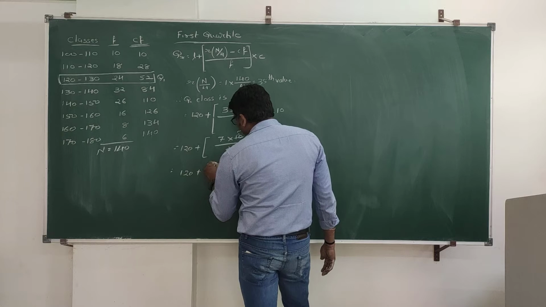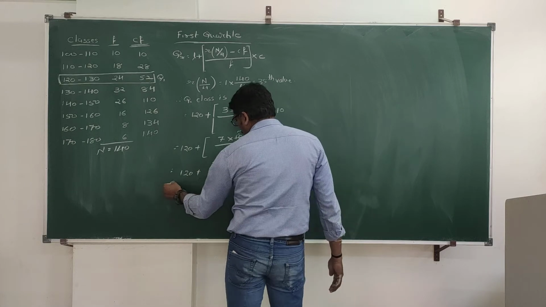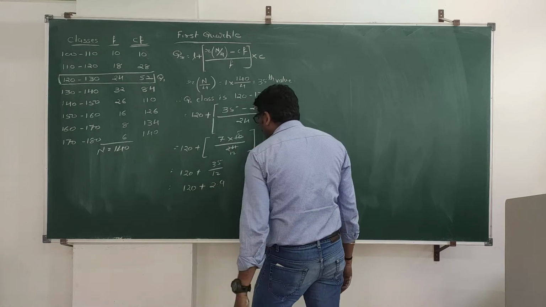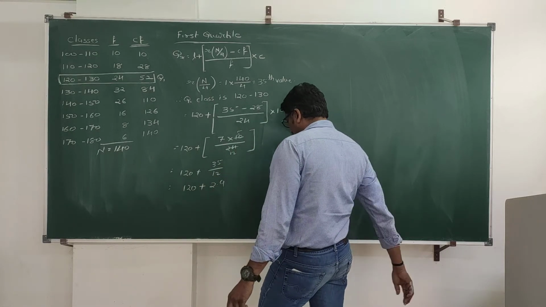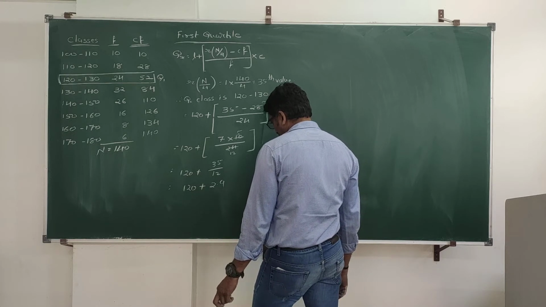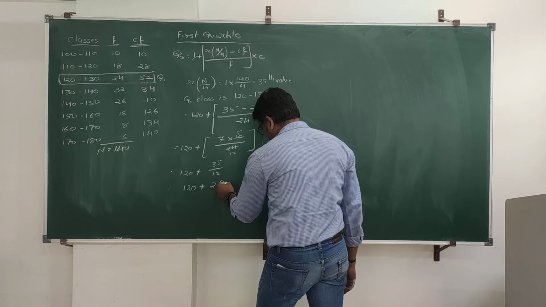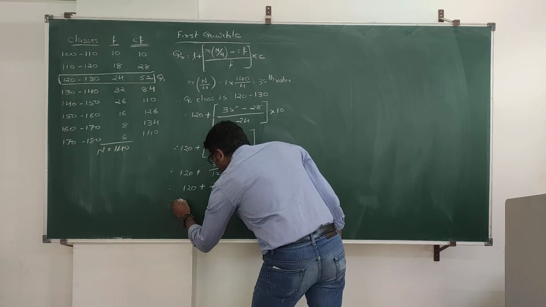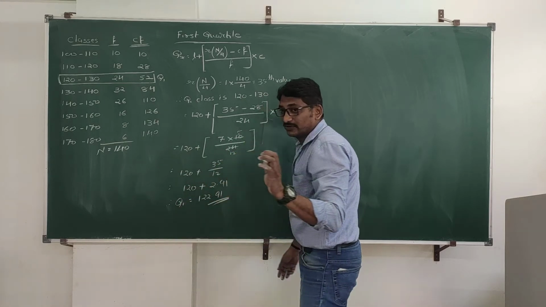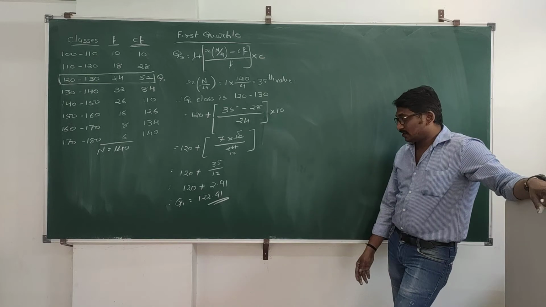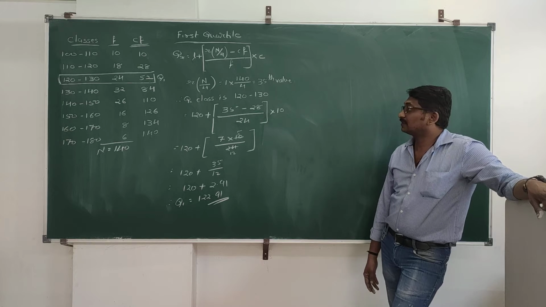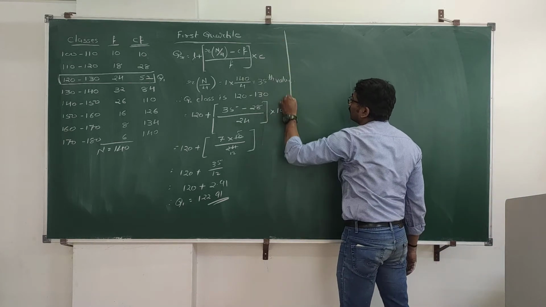So 120 plus, you have a calculator, you can solve. Therefore, the Q1 value is 122.91. Check the value. I don't have a calculator. 122.91. Correct it is? Yes. This is your first quartile.